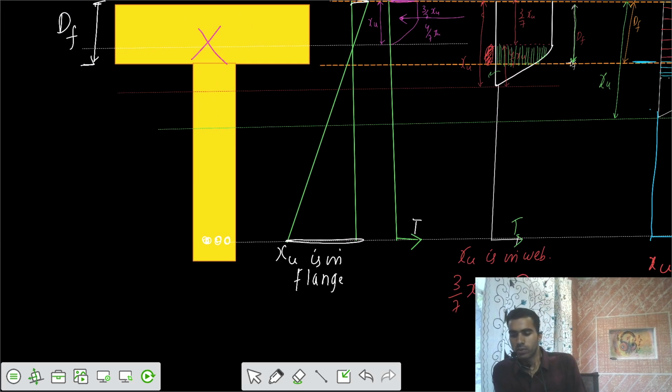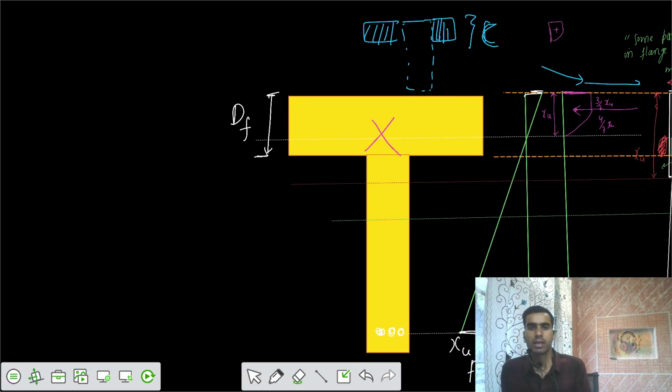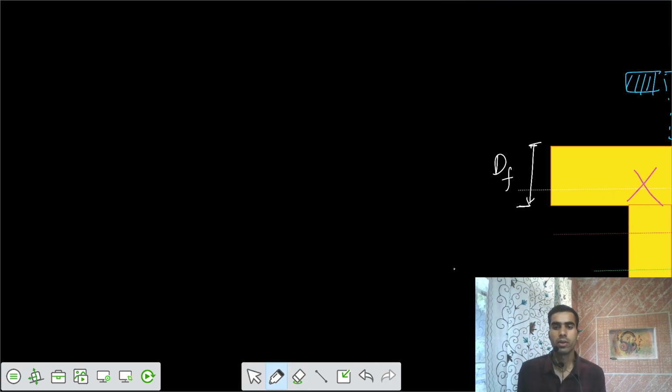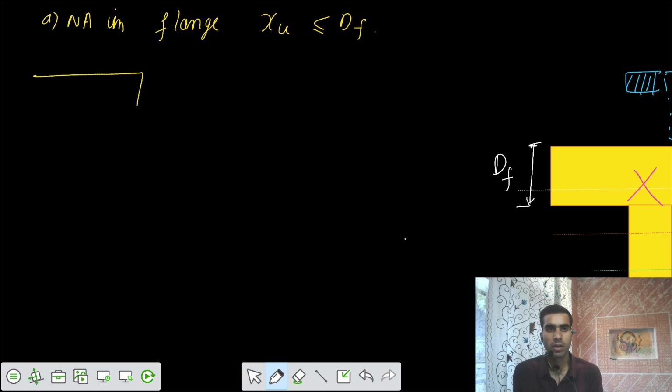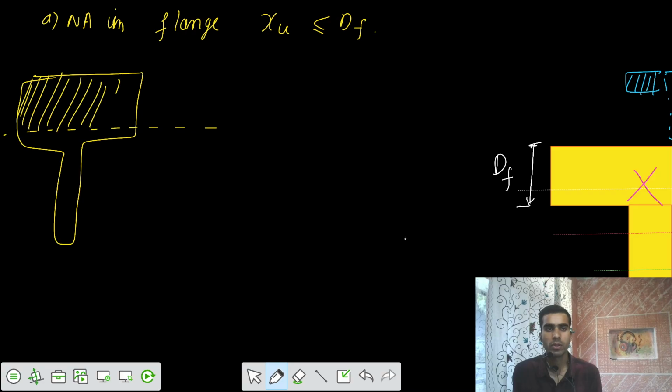Now I would say let's go one by one. Let's go for the first case. I would say your neutral axis is in the flange portion. That means your XU is less than DF, or it can also be equal to DF. So if there was some flange, and the neutral axis is somewhere here, that means only this part is having compression, and the bottom part of the concrete is getting ignored. This is ignored, and we can have the stress variation in this fashion.